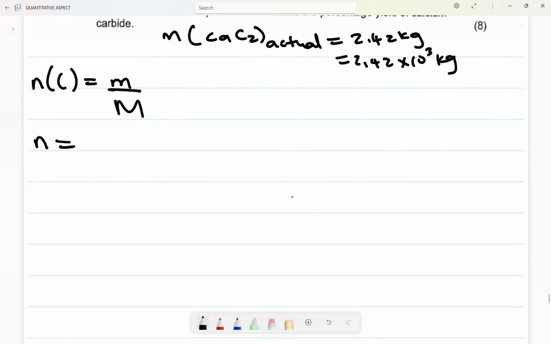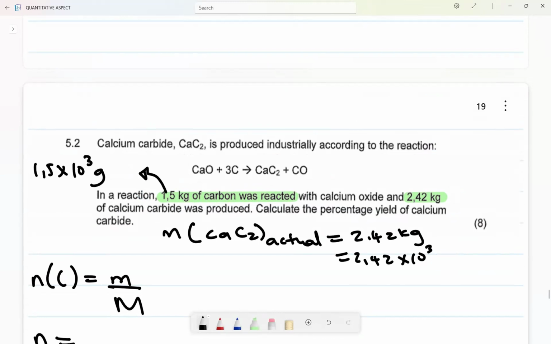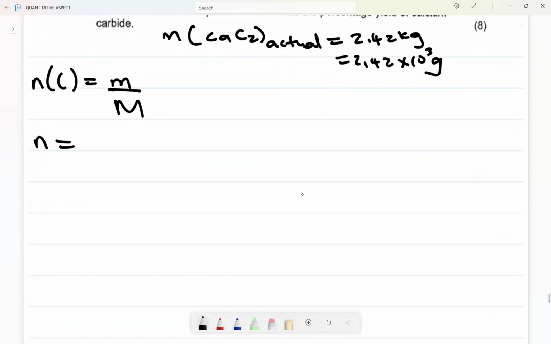What is the mass of carbon that was reacted? It is 1.5. Remember this 1.5, I'm going to convert it to grams. It's going to be 1.5 multiplied by 10 to the power of 3 grams, not kilograms here, grams rather. You can use your calculator: 1.5 times 10 to the power of 3 is the same as multiplying by 1000. Then I get something like 1.5 grams divided by the molar mass of carbon. Molar mass of carbon is 12. The number of moles of carbon, or even if I were to write it here, okay, it's fine.